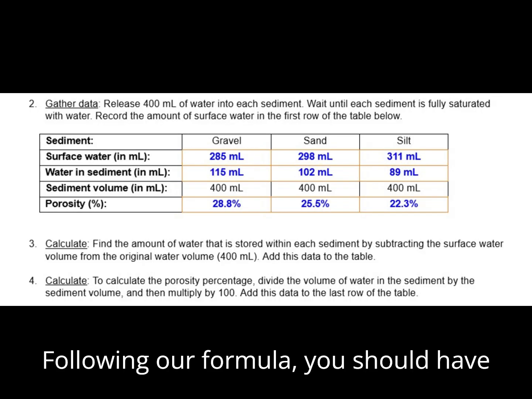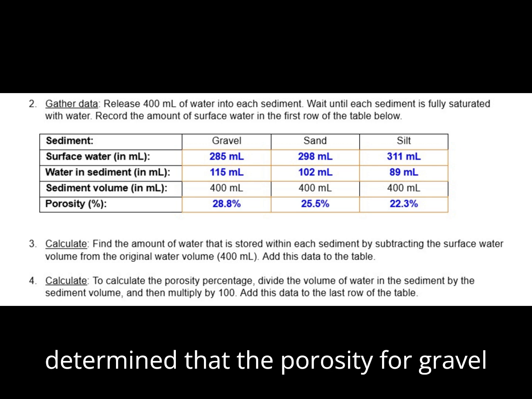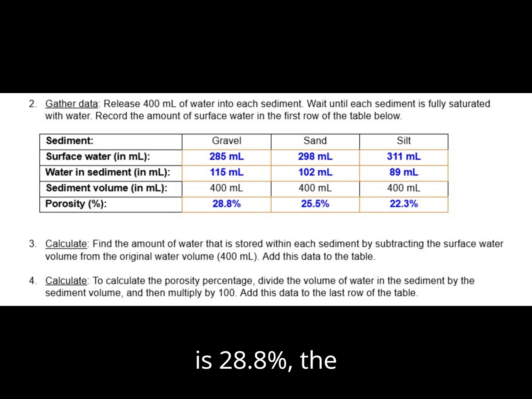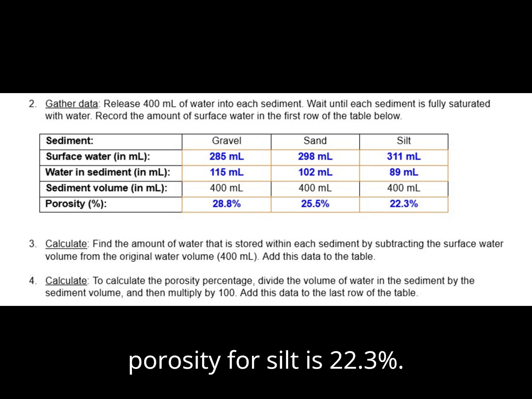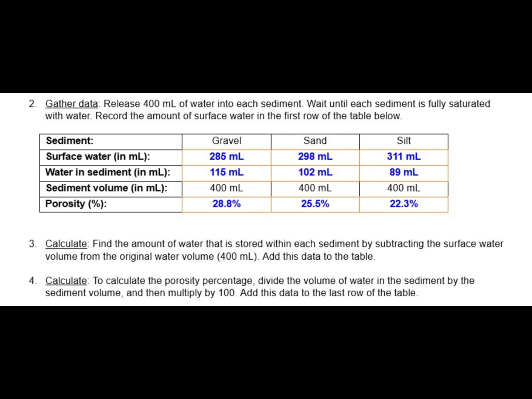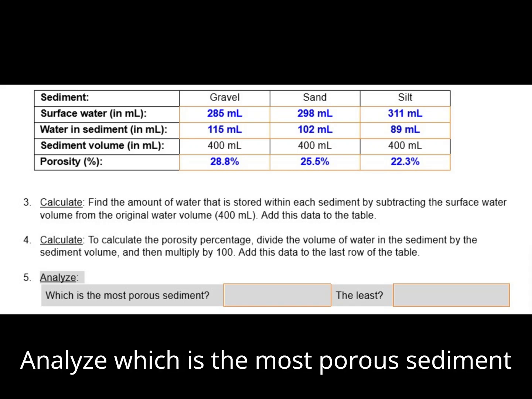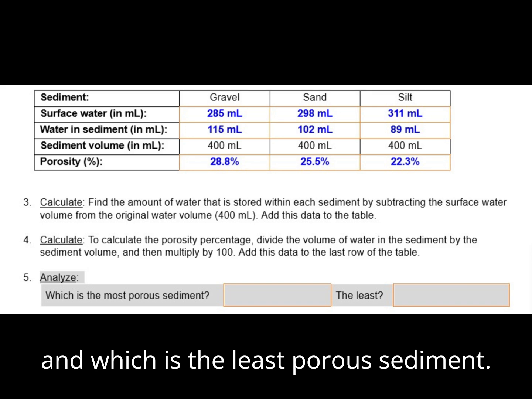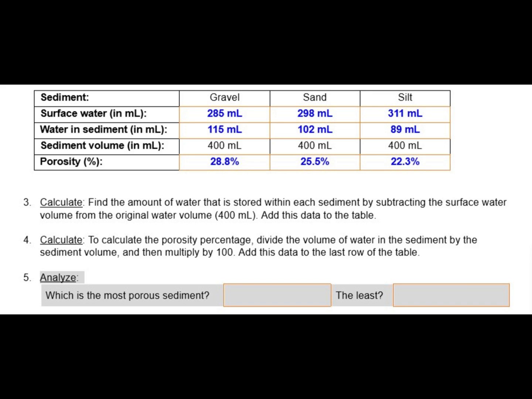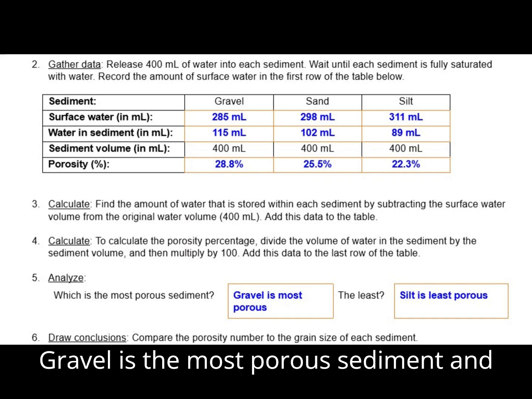Following our formula, you should have determined that the porosity for gravel is 28.8%. The porosity for sand is 25.5%, and the porosity for silt is 22.3%. Analyze which is the most porous sediment and which is the least porous sediment. Gravel is the most porous sediment, and silt is the least porous sediment.